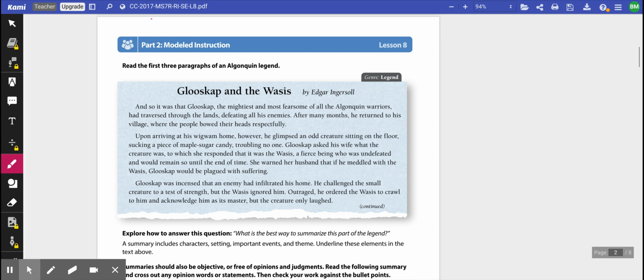This time with our workbook for lesson 8, part 2, for summarizing literary text. I need you to get your workbook out and open to page 70, and we'll go ahead and get started. At any point you need to pause the video so you can catch up, please do so.